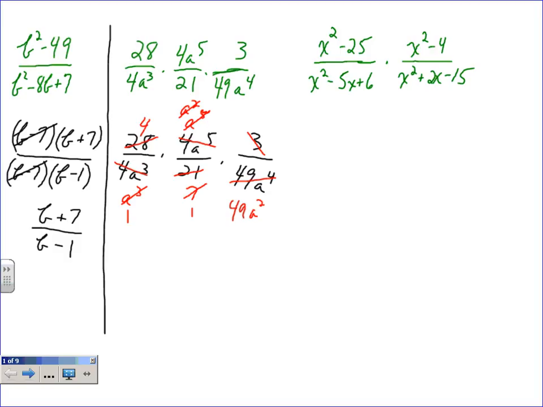Can I reduce anything else? I don't think so. So now I can multiply across the top. 4 times 1 times 1 gives me 4. On the bottom, 1 times 1 times 49a squared, and I'm done. What I don't want to see happen is this.